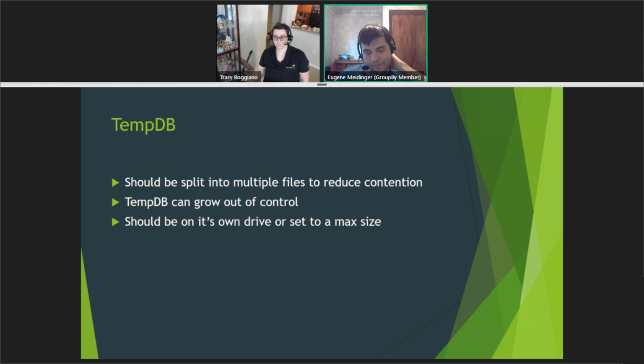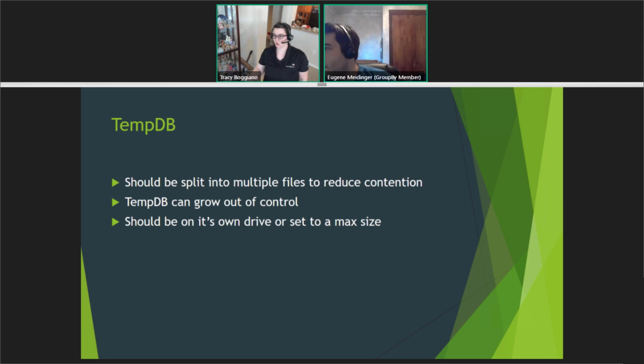Another thing is TempDB. This is one of those things where it's a best practice, but it's not always an issue, right? It just depends on the workload on your SQL Server, but as a best practice, I like to split up TempDB into multiple files, because you can run into contention on certain pieces of TempDB.